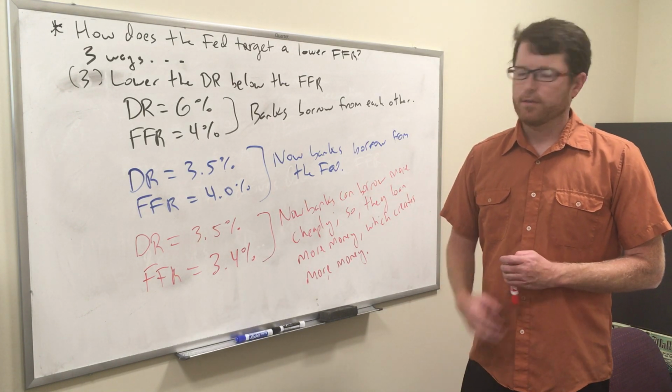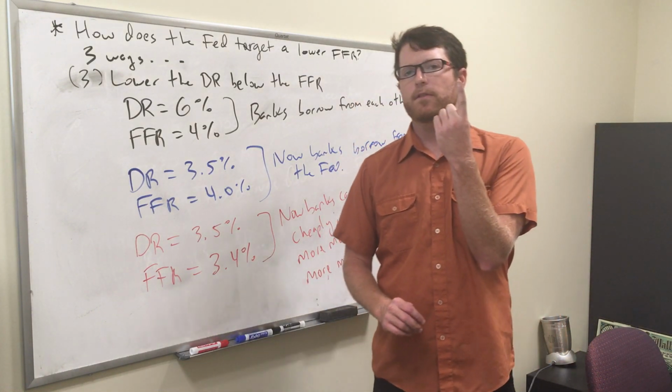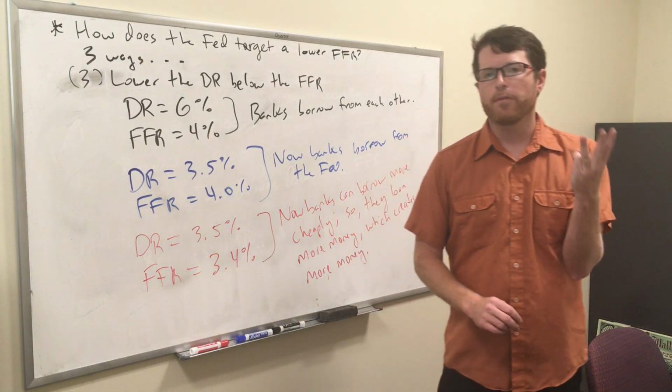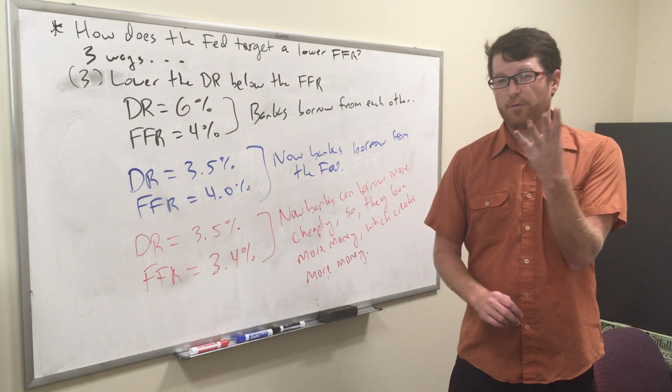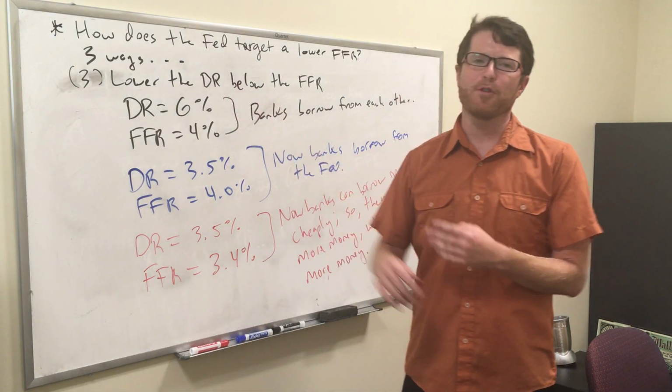Okay? So the Fed effectively has 4 ways to increase the money supply. Open market purchases, lowering the required reserve rate, and dropping that discount rate below the federal funds rate. Its 4th way is to lower the federal funds rate, and to do that, it's got to do one of those other 3 ways first.